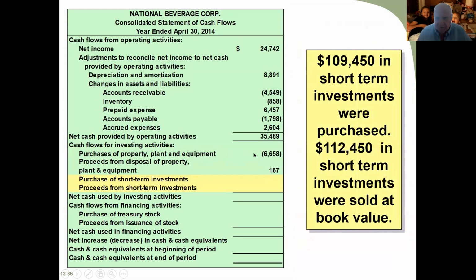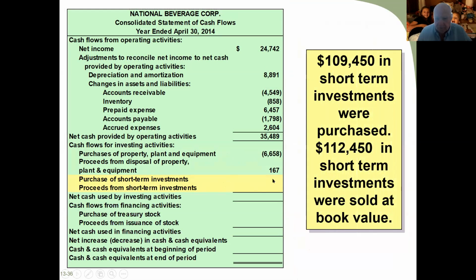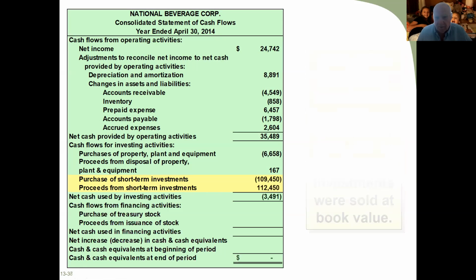Now, let's see what it says about short-term investments. Remember in our balance sheet, I'm not going to go back to the balance sheet, but if we go to the balance sheet again, you're going to see that the difference in short-term investment, which is a current asset but not operating, was $3,000. We're not going to just bring that $3,000 over there. We got to put the elements.